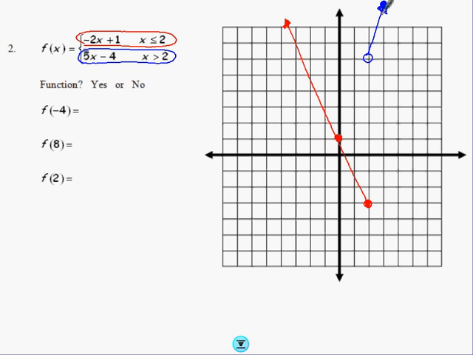Our graph should look something like that. Okay, is this a function? It passes the vertical line test, so I vote yes.